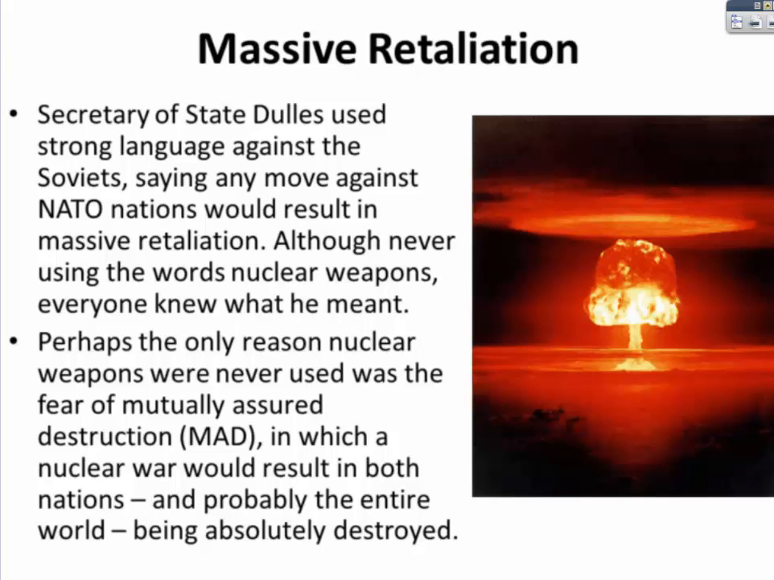Oddly enough, it is the threat of massive retaliation that helps keep the peace, because when the two major sides of the Cold War both have enough nuclear weapons to obliterate the entire Earth multiple times over, neither side is going to want to be the one that started a nuclear war. This is called mutually assured destruction, or MAD. This means that nuclear war would result in both nations, and probably the entire world, being absolutely destroyed.